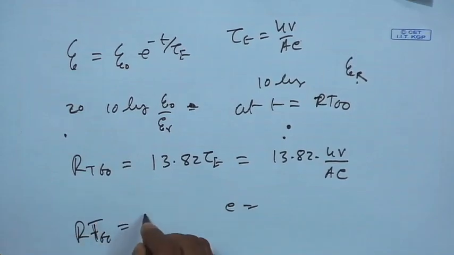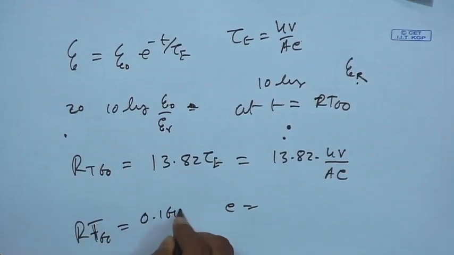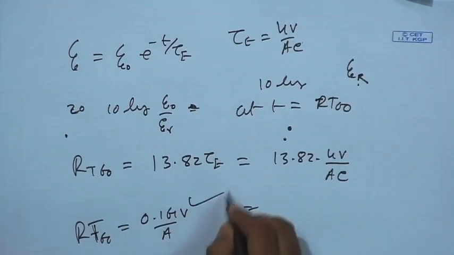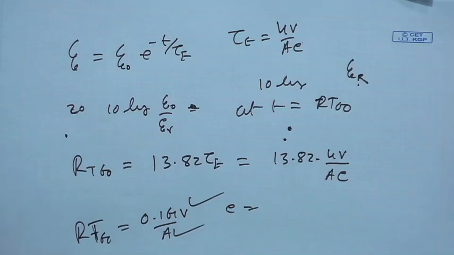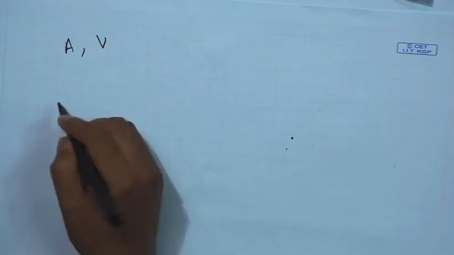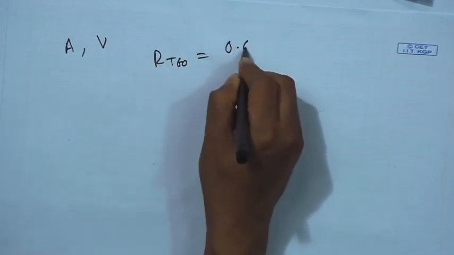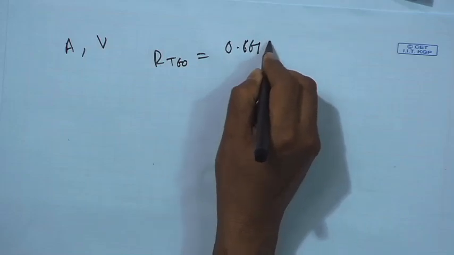is nothing but 0.161 V/A. V is the volume of the room and A is the absorptivity of the room in sabins. So, suppose I told you to calculate the reverberation time of an auditorium. If I know A and the volume of the auditorium, I can say RT60 is nothing but 0.161 V/A.